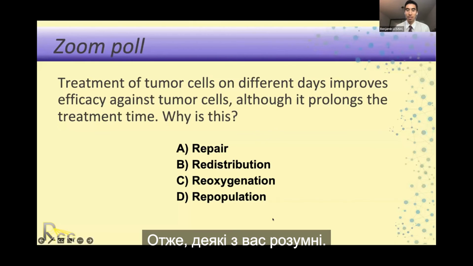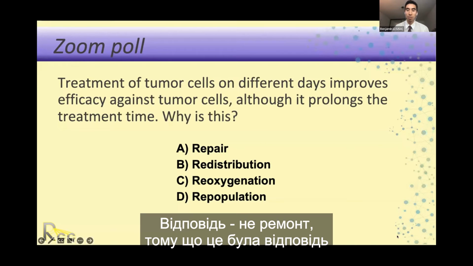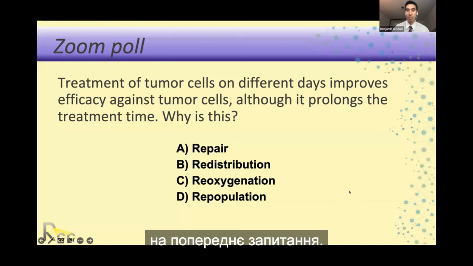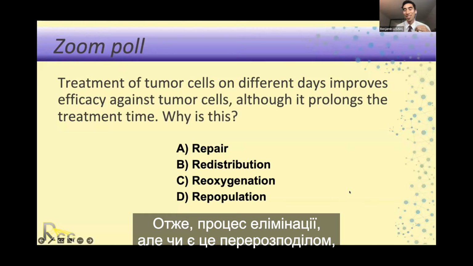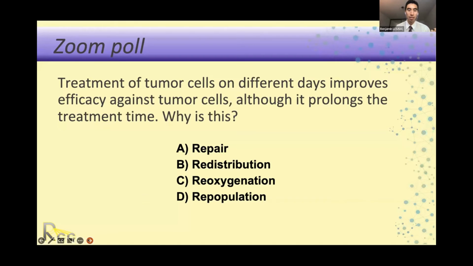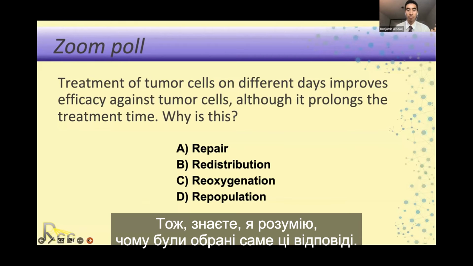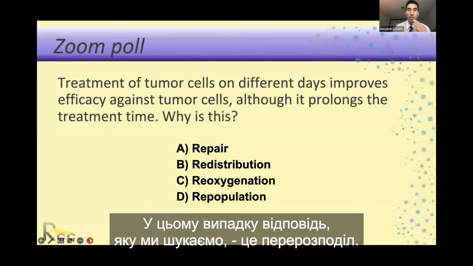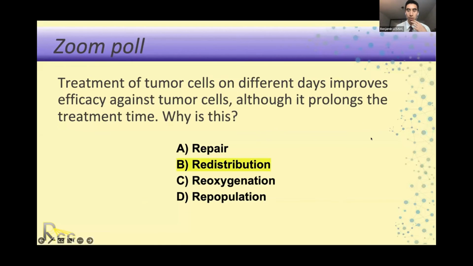So some of you are smart. The answer is not repair, because that was the answer to the last question. So process of elimination, but is it redistribution, reoxygenation, or repopulation? I can see why those answers may have been chosen. In this case, the answer we're looking for is redistribution. And why is this?